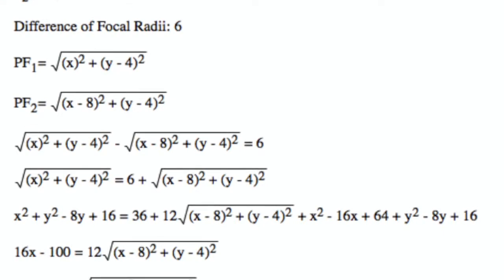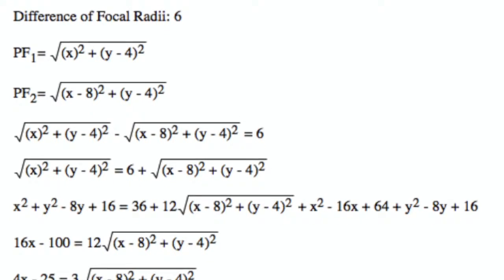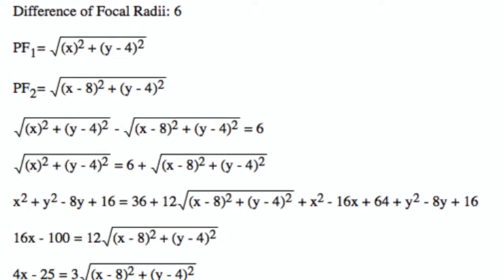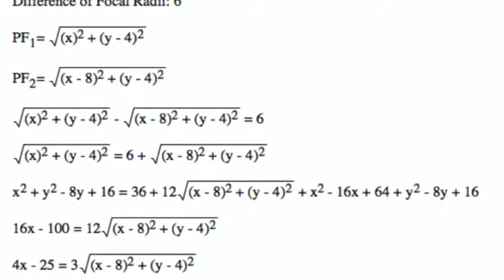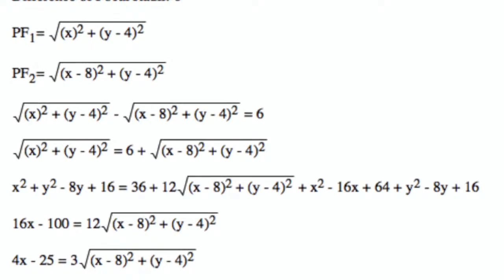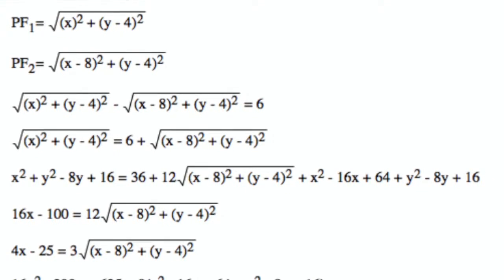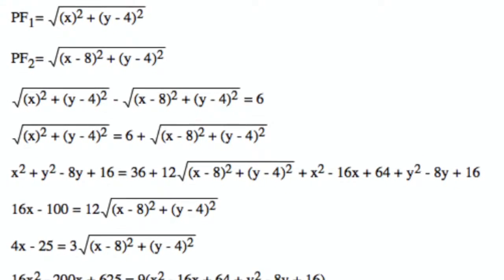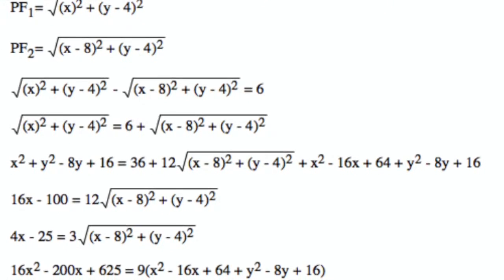In order to derive the equation, we must look for all possible values of point (x, y). To start, we used the distance formula to find the distance from point (x, y) to the first focus. We did the same for the second focus. We then set up an equation where the difference of the two expressions of distance was equal to 6, the difference of the focal radii. We then moved the negative root to the other side of the equation in order to make it positive, and then we squared both sides.